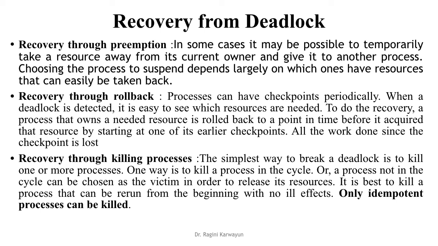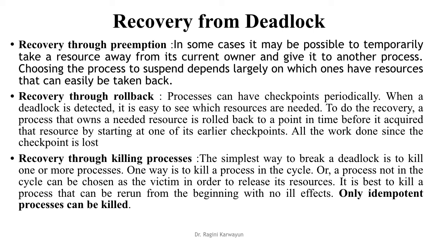So, we have to take into account several factors if we use this method, that is recovery through preemption, such as which resources to preempt. Suppose there are two processes, one process has nearly completed its execution and the other process has just started. So, we can select the second process. We can take the resource away from the second process, the new process, and give it to the old one because it has finished its work to a large extent. So, there are several factors which will decide which will be the victim process.